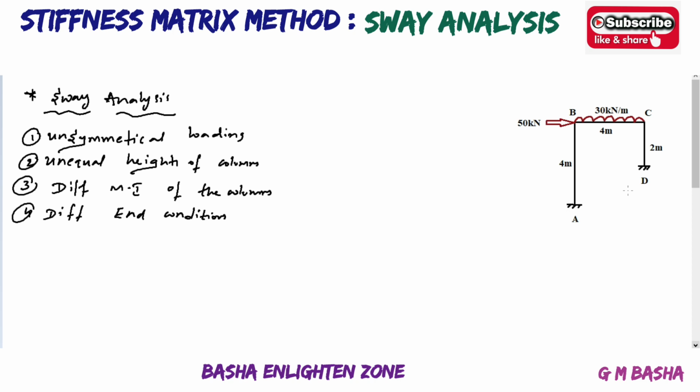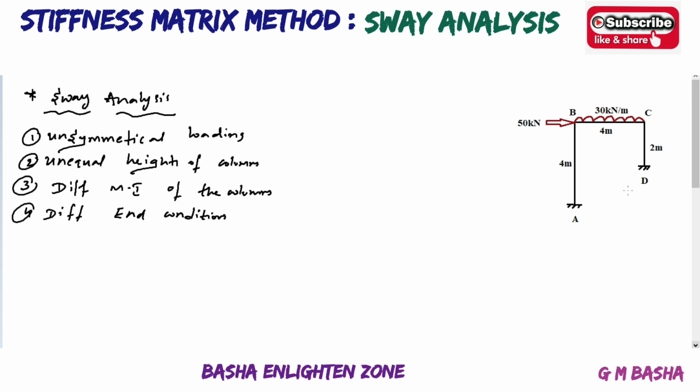But here the end conditions and the moment of inertia of the columns are the same, but there is unsymmetrical loading and unequal heights of the columns. Therefore, the frame comes under the sway analysis. So the procedure will be somewhat different. We have to add the sway term, that is 6EIΔ/L², for the sway problems. I will explain how it will be added to the frames.